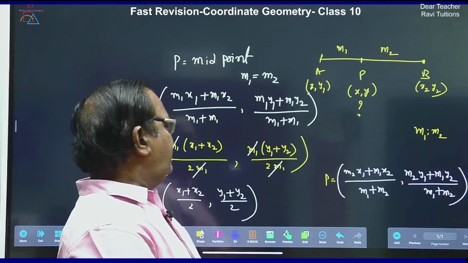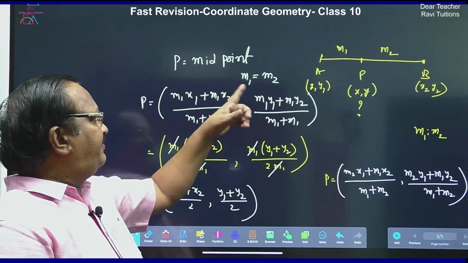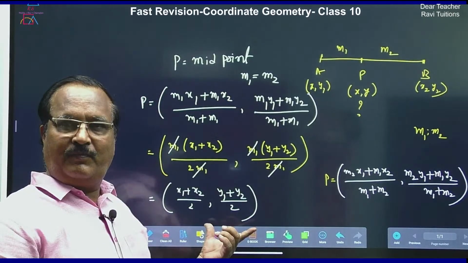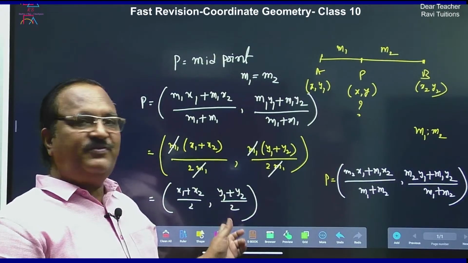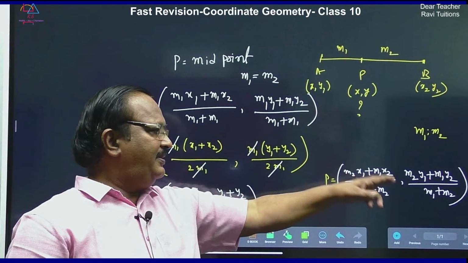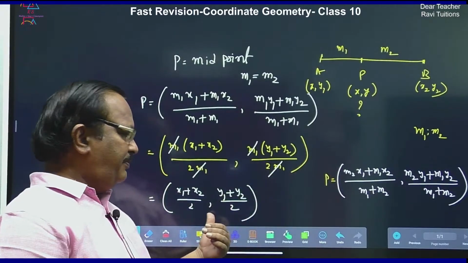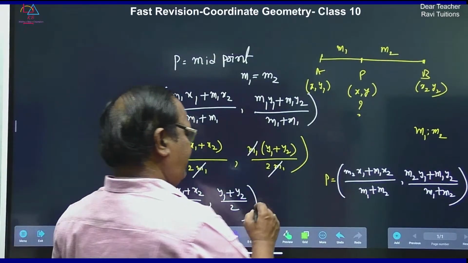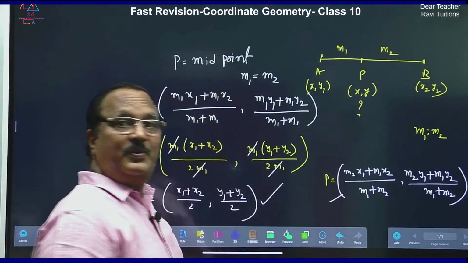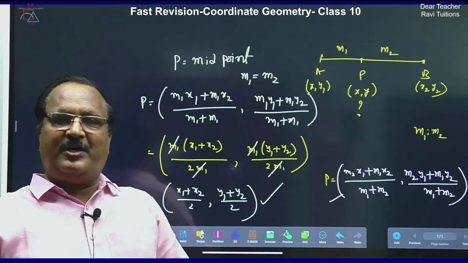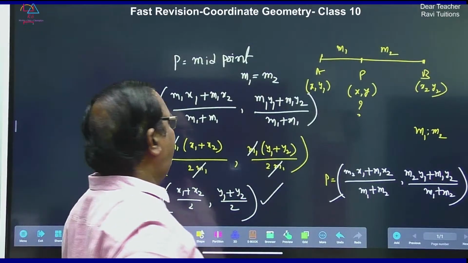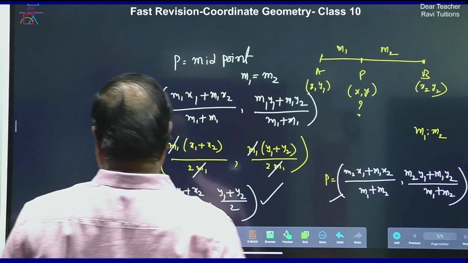So this is the derivation of the midpoint. Midpoint is one more important formula, and the section formula is an important formula. Now there is one more formula you should remember. What is that? The centroid formula.